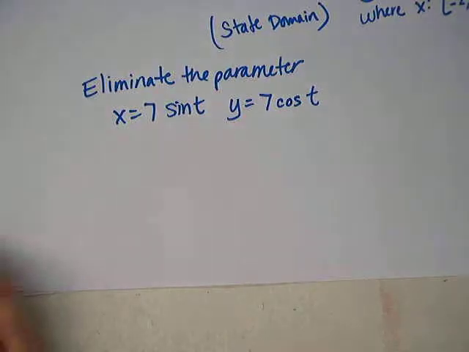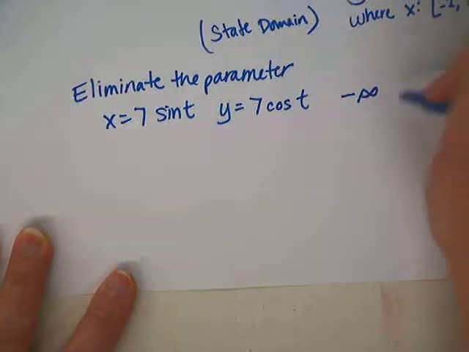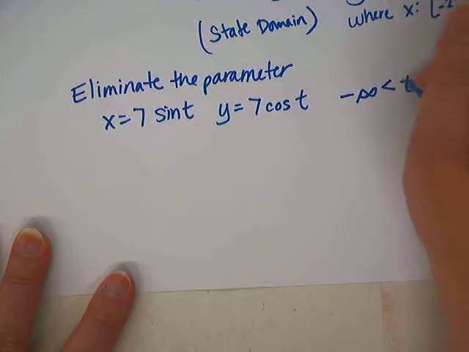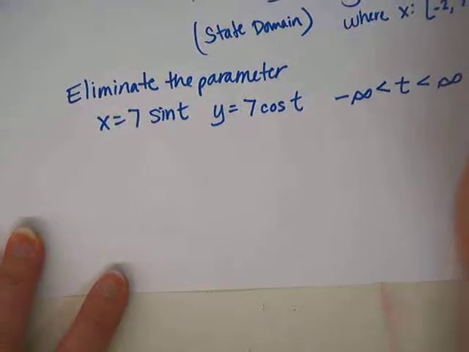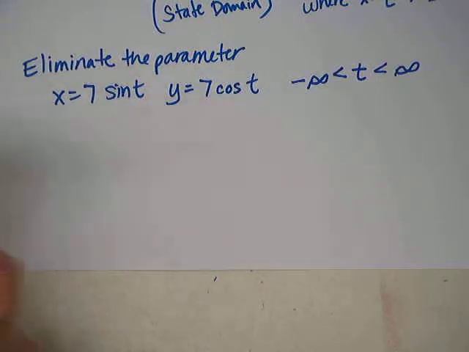So the last problem, we eliminated the parameter. We eliminated t by solving for t and plugging it into the other problem. That's not always the best thing to do. In fact, with this one, if you started trying to do this by solving for t, you would have inverse sine. T equals inverse sine of, what would it be? X divided by 7 or something like that.